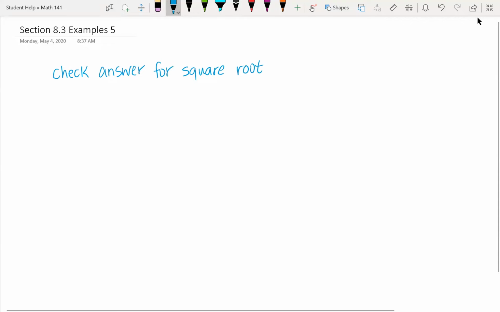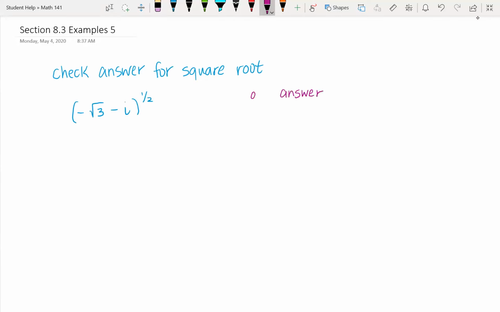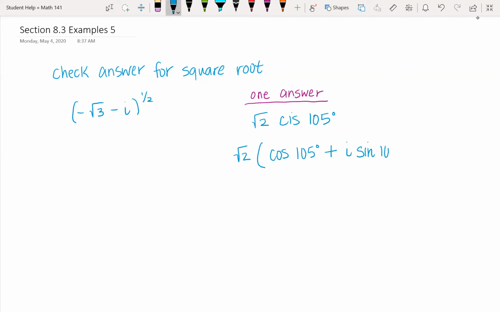The original problem that we had was we were asked to find the square roots of this number. And the answer that we got, I'll just pick one of them, was square root of 2 cis 105 degrees. Meaning square root of 2 times the cosine of 105 degrees plus i times the sine of 105 degrees.